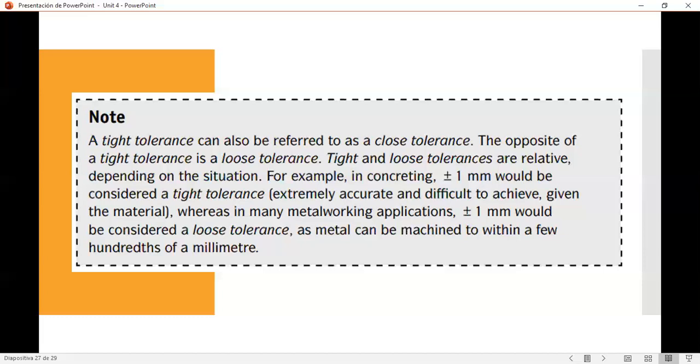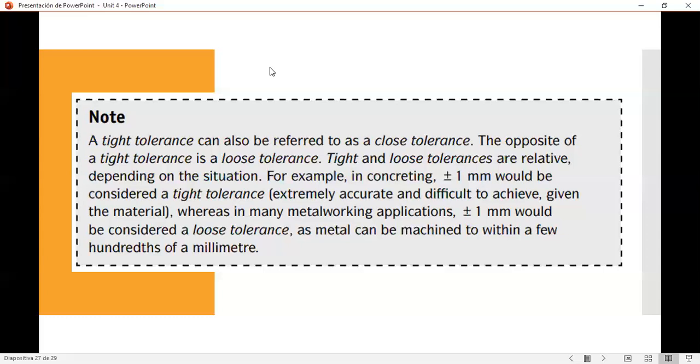I mean, you can have more millimeters. So that's the difference. That's why they mention the tolerance is relative. It depends on the area, of course. It's not the same for the developing area as the manufacturing area and stuff like that. Okay, great.